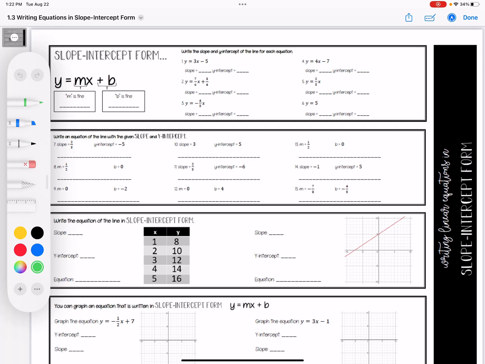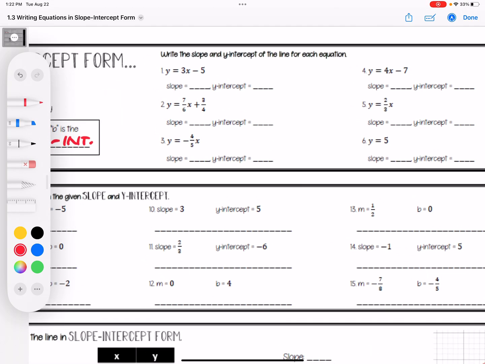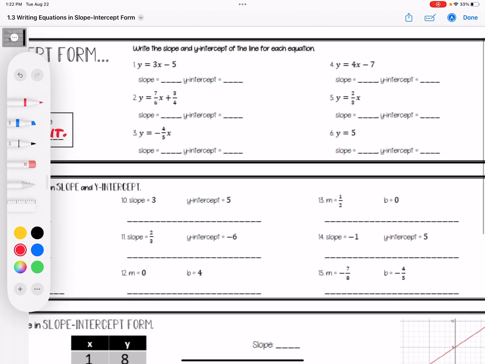All right, we're going to talk more today about writing equations in slope-intercept form. So, here we go. Remember, y equals mx plus b. M is the slope, and b is the y-intercept. Knowing that, we can determine the slope and the intercept just from an equation of any line. We just look at those points. So m is 3, and b is minus 5.